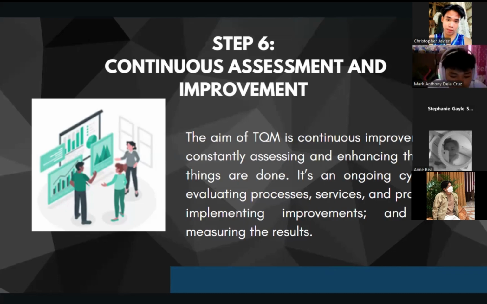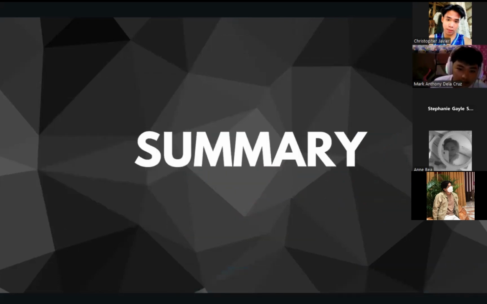For the last step, step 6, continuous assessment and improvement. The aim of TQM is continuous improvement, constantly assessing and enhancing the way things are done. It's an ongoing cycle of evaluating processes, services, and products, implementing improvements, and then measuring the results. Think of it as navigating through a landscape that keeps changing. And last is the summary.